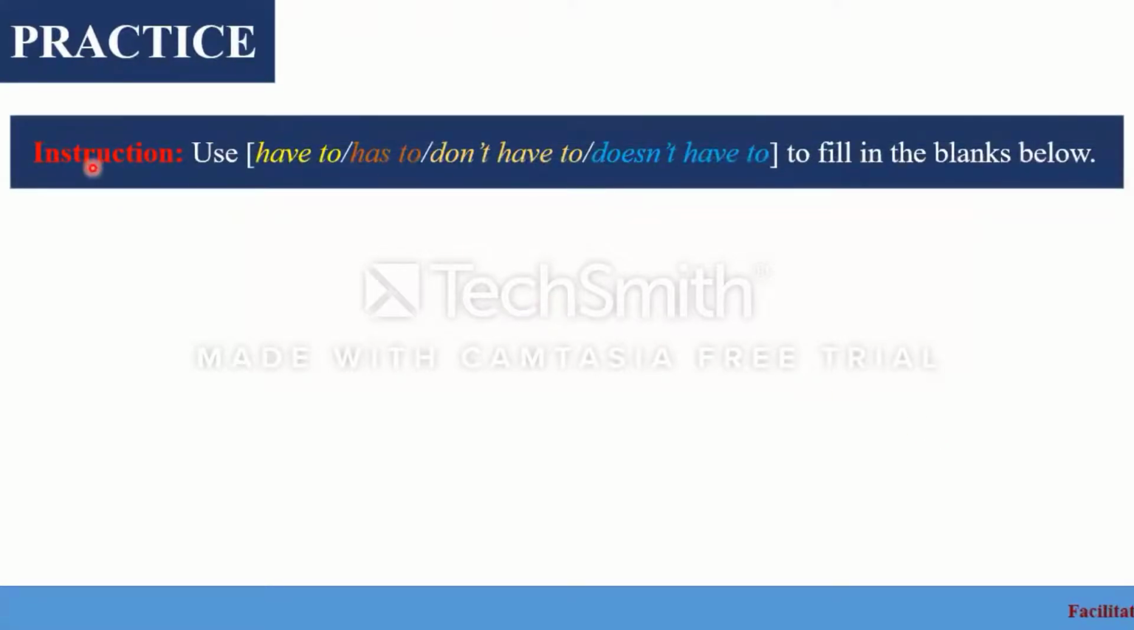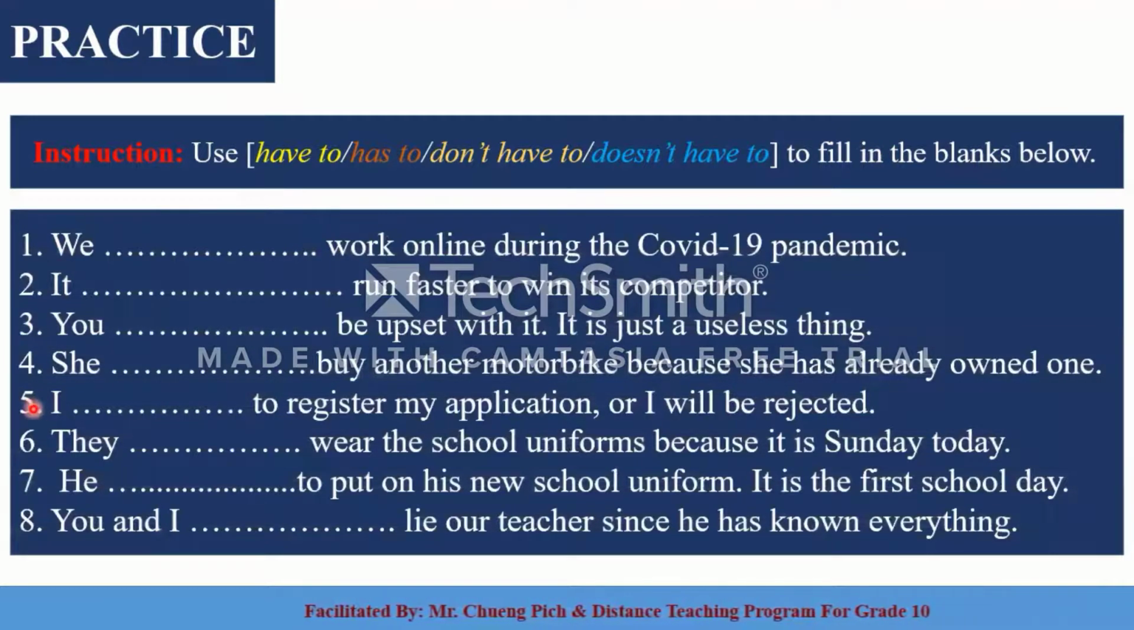Okay. So the instruction: use have to, has to, don't have to, doesn't have to to fill in the blanks below. So let's check it. Here we have statements and we have 8 blanks as well. So I will read it for you. While I'm reading, please think about the answer. Which one should be in each blank? So here we have to, has to, don't have to, doesn't have to. So I'm going to read right now.